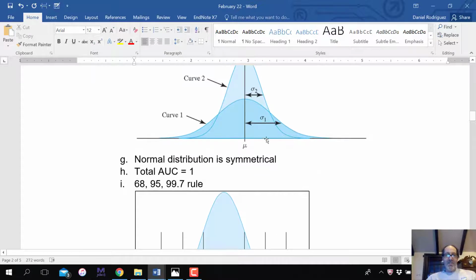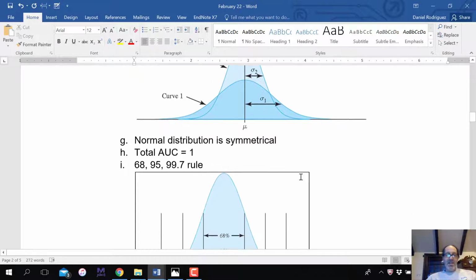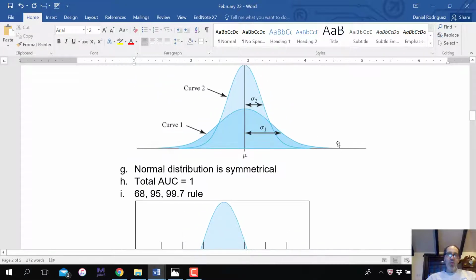So 50% of the distribution is above the mean and 50% is below the mean. Because of that, we know that the proportion is equal to a probability. So let's say we have a person who scores at the mean value for whatever we're dealing with. That person will score above 50% of everybody else and below 50% of everybody else. So you have to remember these things.